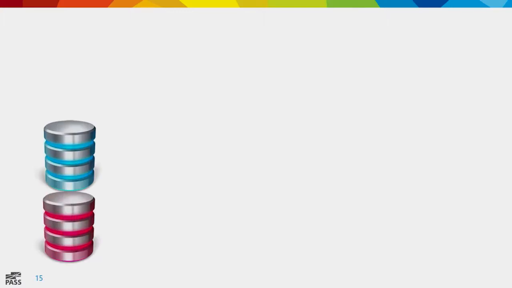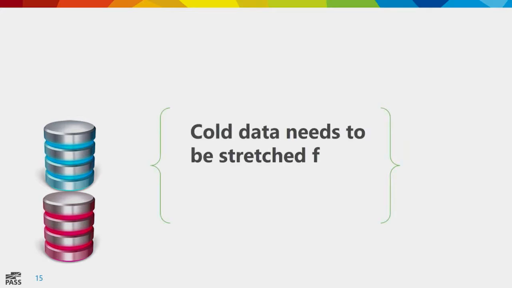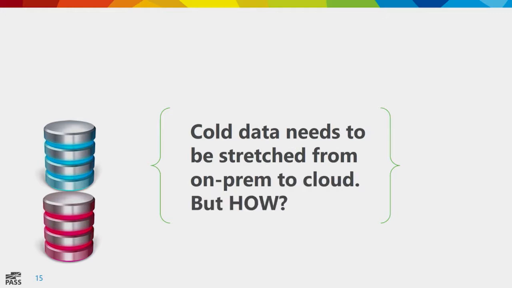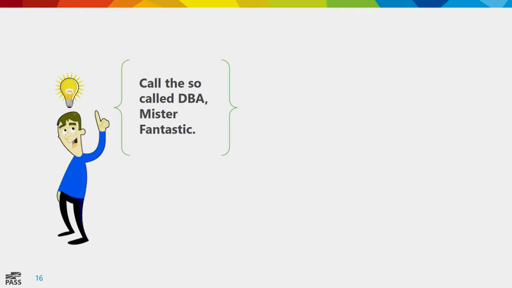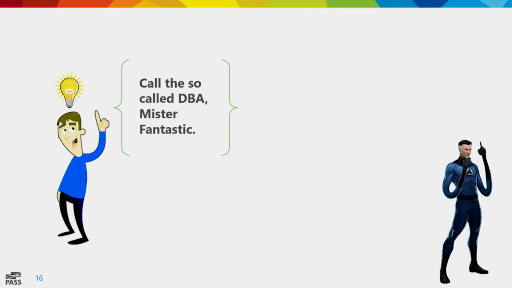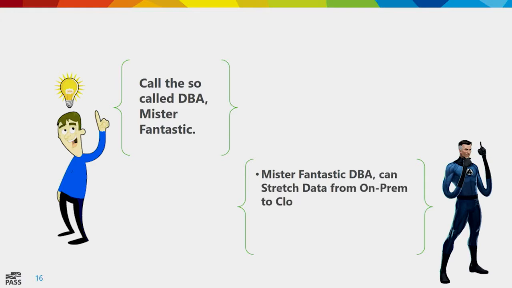Next, I have cold data and hot data. Cold data is in blue, hot data is in red. Now, we have to move this cold data to remote. How do we do that? So now my assistant is going to call the so-called DBA, Mr. Fantastic, to stretch the database. And here is my second assistant, who's going to help us stretch the database to the cloud using SQL Server 2016.